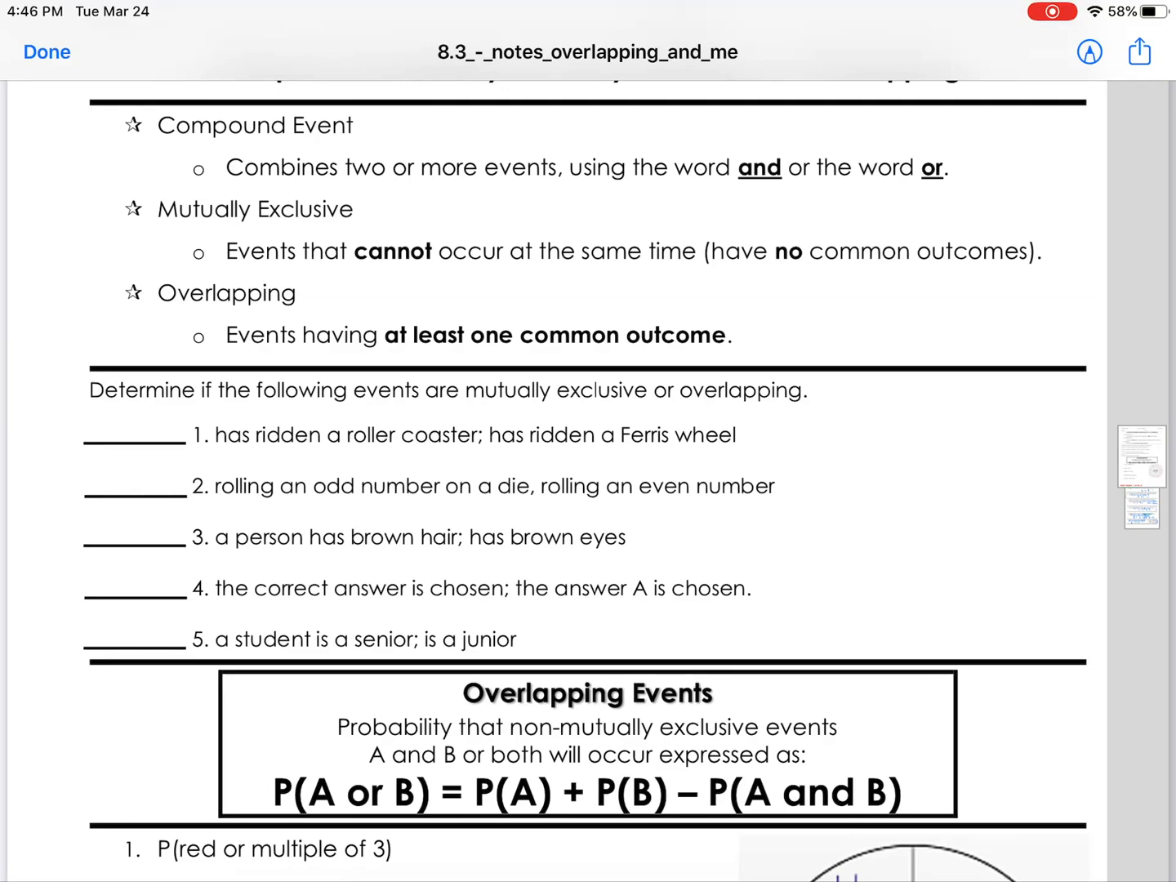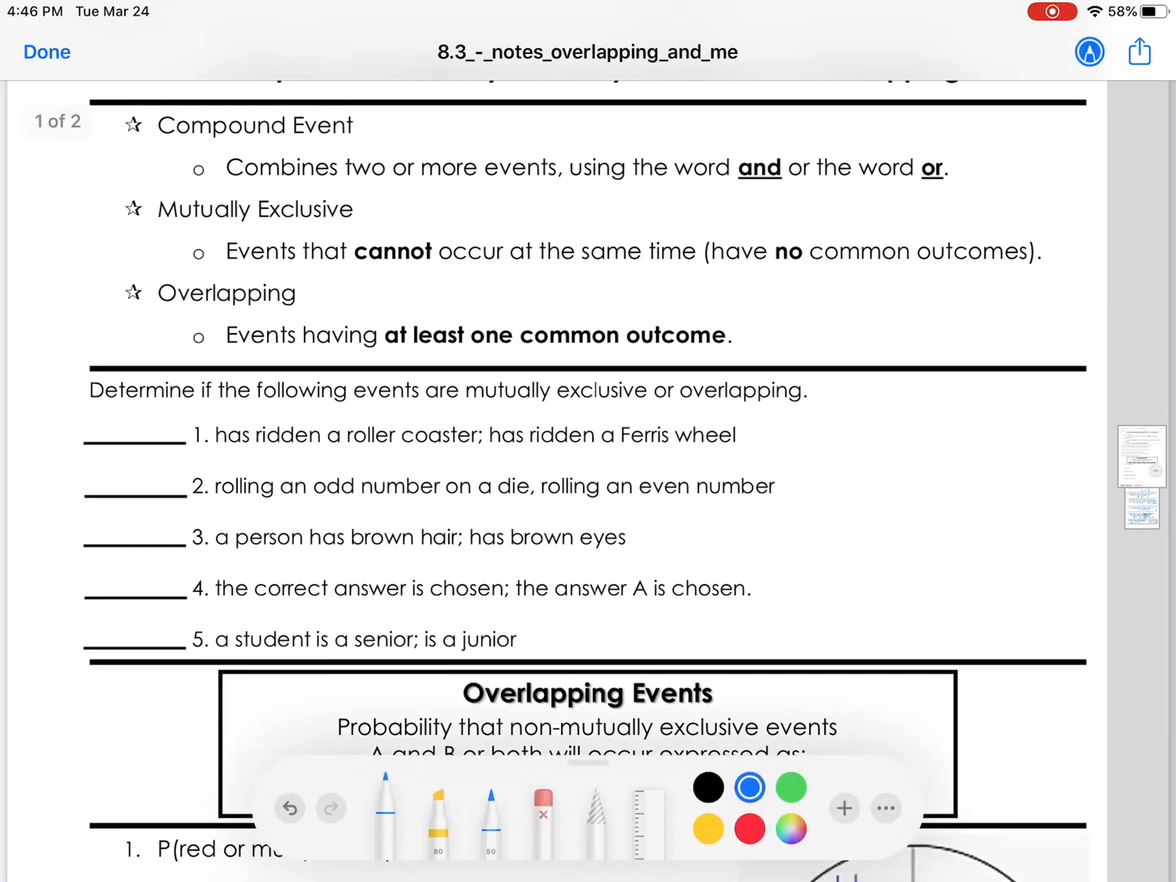In our first set of examples, we're just going to determine if these events are mutually exclusive or overlapping. Number one, has ridden a roller coaster, has ridden a Ferris wheel. Well, you could ride a roller coaster and ride a Ferris wheel, so these are overlapping. The fact that you can do both means you could be in the overlap of your Venn diagram where you have ridden a roller coaster and a Ferris wheel.